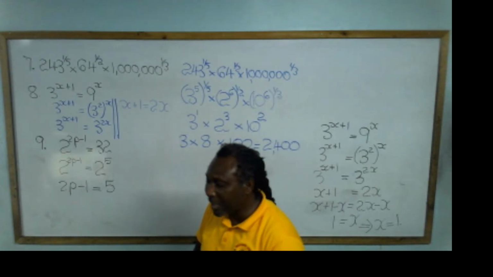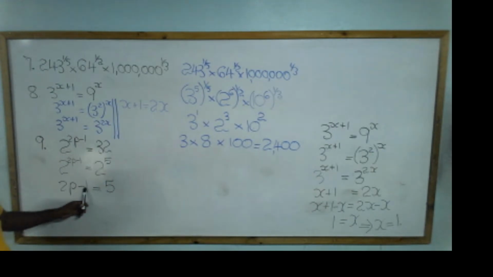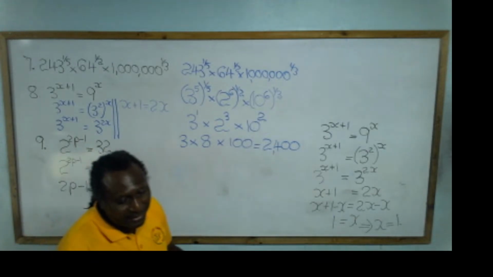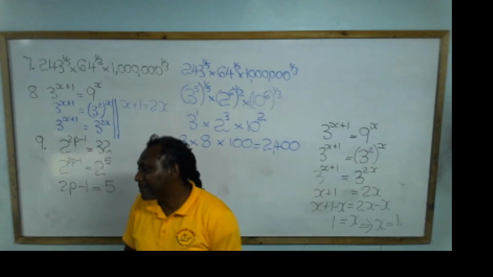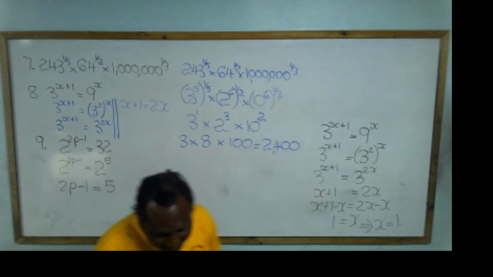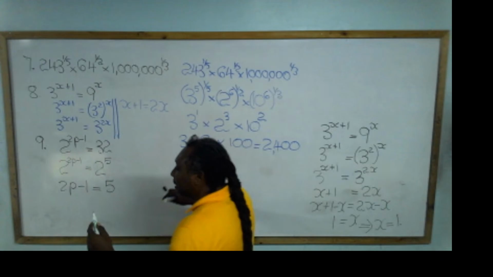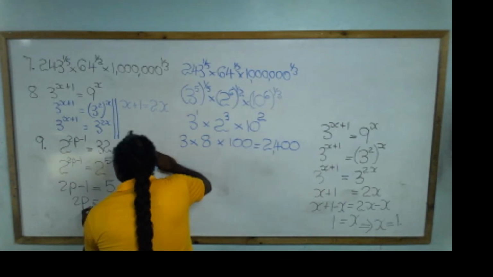All right, look at this now. There's a number from which we subtract 1, and the result is 5. What is that number? There's a number, and when we subtract 1 from that number, the result is 5. What is that number? 6. What it means is that 2p is equal to 6.